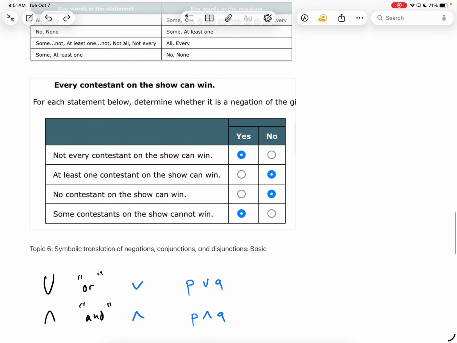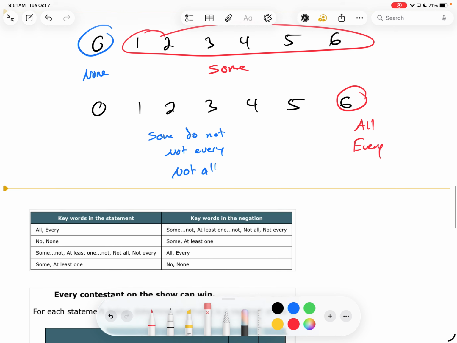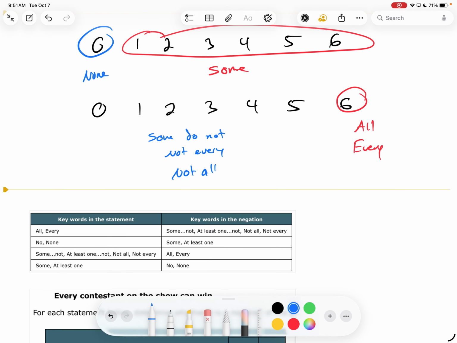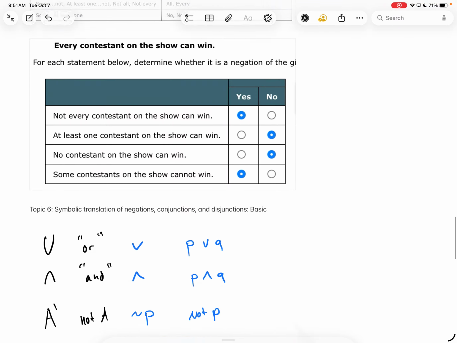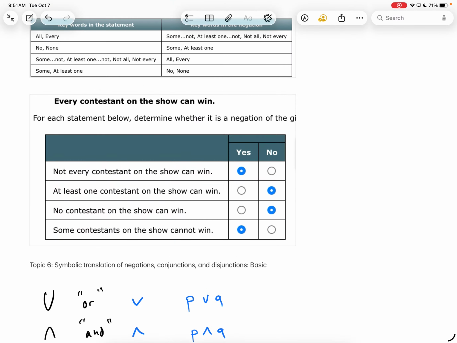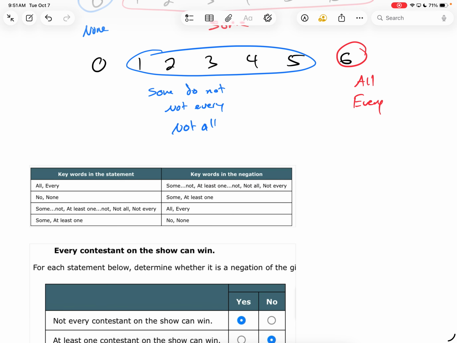All right. Some contestants on the show cannot win. You know what? When I wrote this right here, we technically should not circle the 1 or the 0 because none is not a negation of all. Okay. Sorry, back to this. Some contestants on the show cannot win. That would be a negation because either every contestant wins or some of them cannot win, okay? So you would never get every, and they can never be the same. Some could not win, maybe 0.